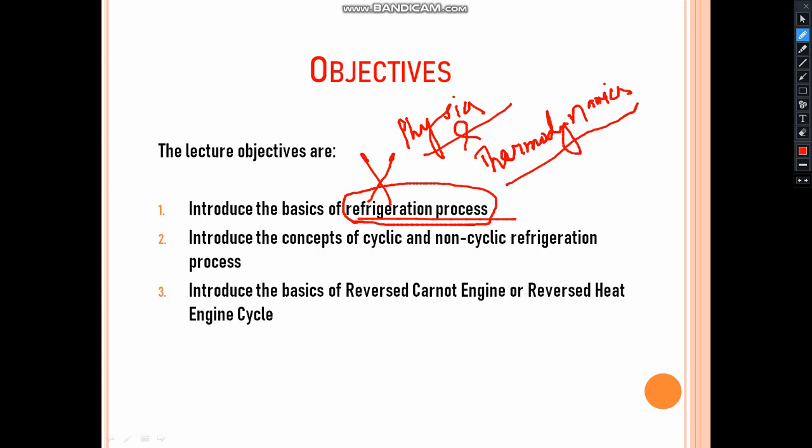Next we will be moving on to discuss the concepts of the cyclic refrigeration process and the non-cyclic refrigeration process. What are the differences between them, where and how they are applied, and what are the limitations of the cyclic or non-cyclic refrigeration process. We'll be dealing with that. From the cyclic point of view, we'll concentrate much more on the cyclic refrigeration process because it is widely used.